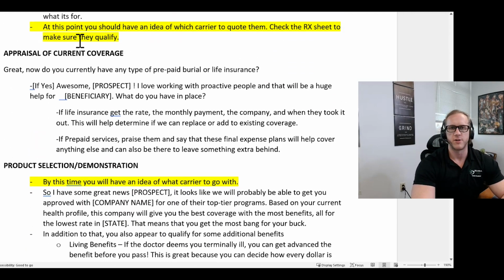Now, next, appraisal of current coverage. So we want to see what they have now. All right, so great. Now, do you currently have any type of prepaid burial or life insurance? Now, if they do, you say, oh, awesome. I love working with proactive people. That'll be a huge help for Johnny. What do you have in place?